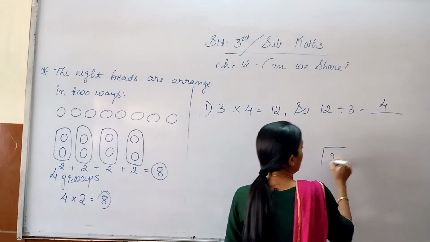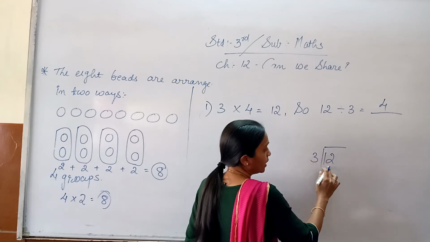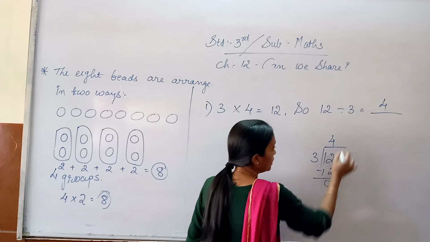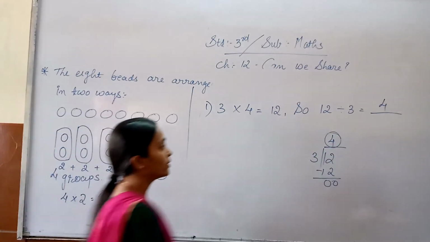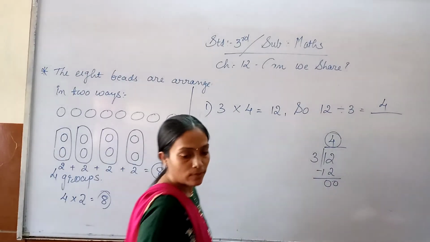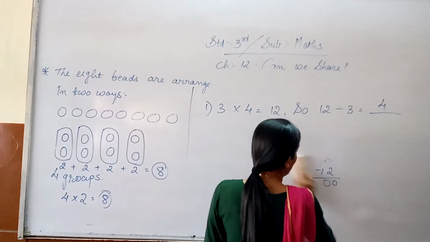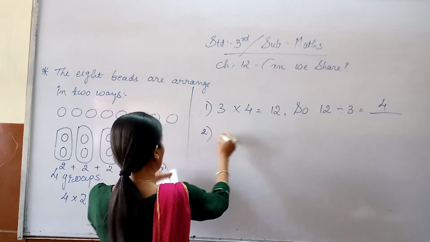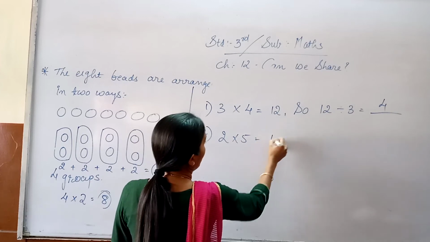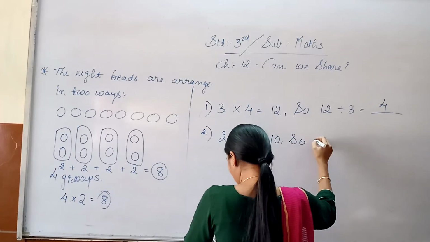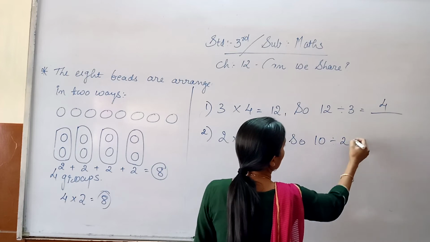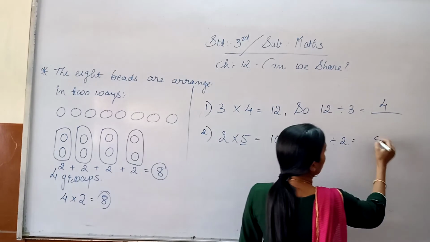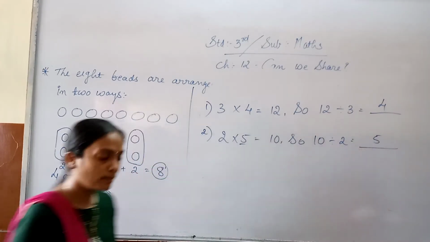12 divided by 3. 3 4s are 12. So the answer is 4. That we will write over here. This way we have to solve the rest of the blanks. Second one is given: 2 5s are 10. So 10 divided by 2. What will the answer be? 2 5s are 10.